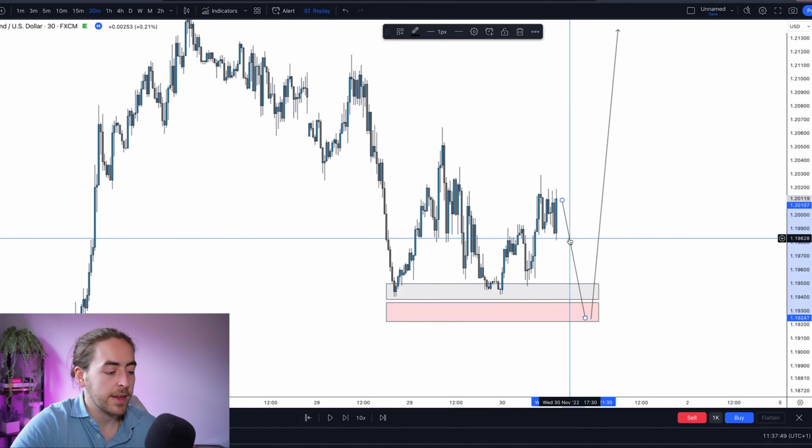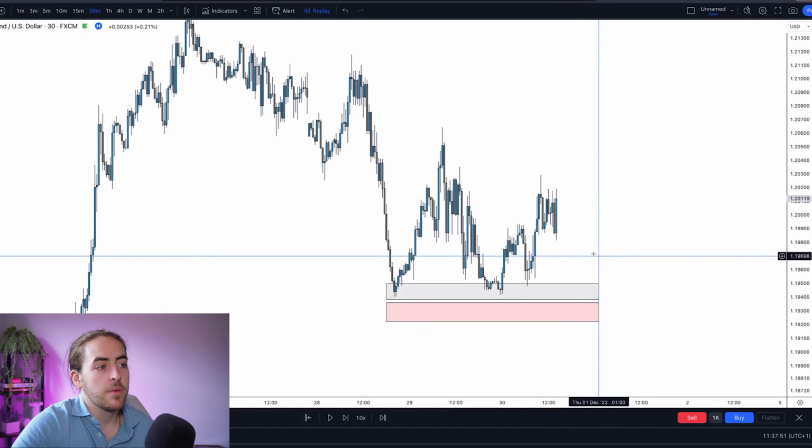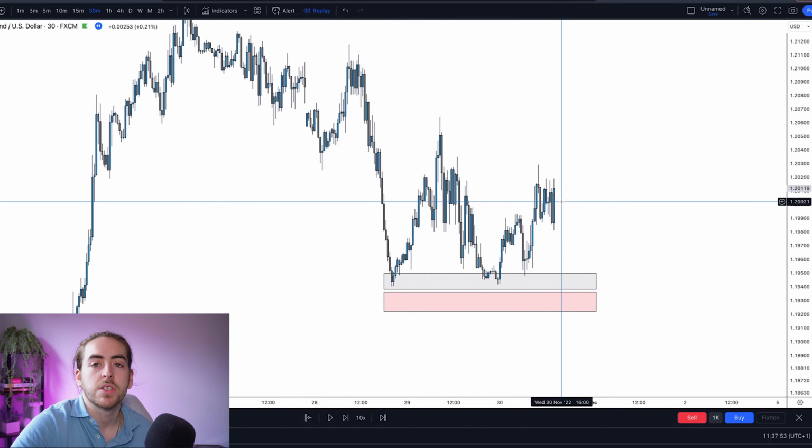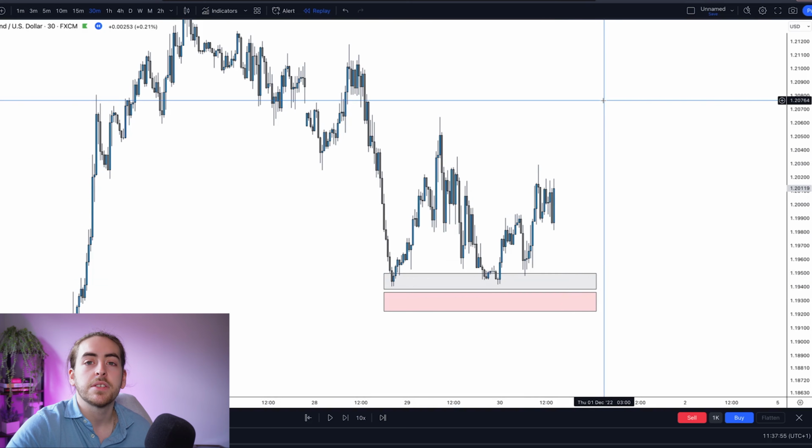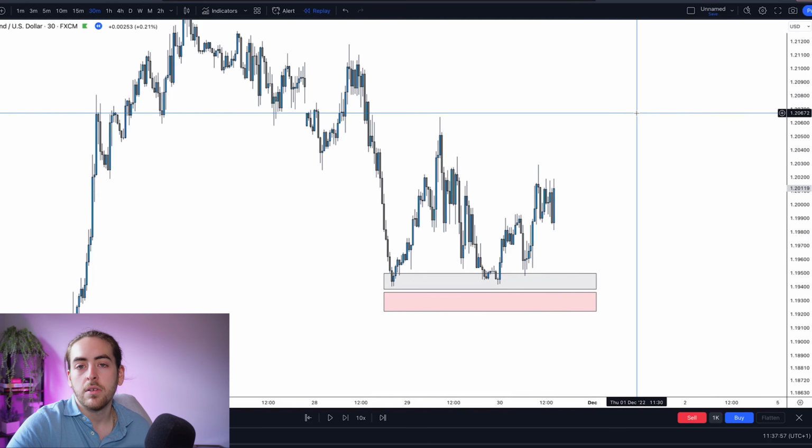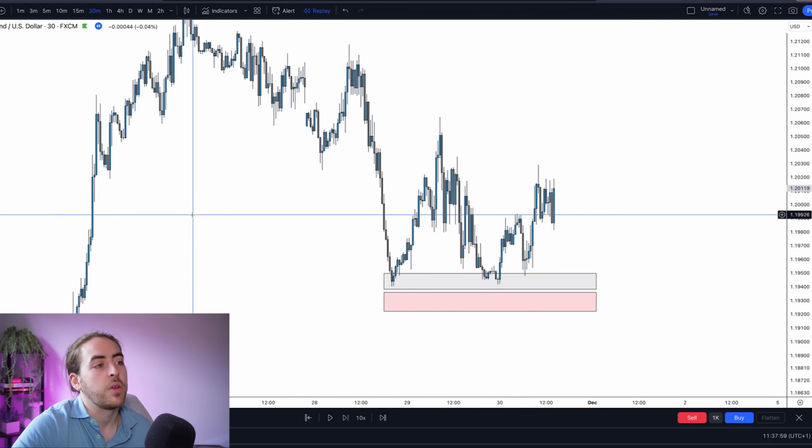So obviously trading this alone is a little bit difficult, but if we compare this concept with something that gives us clear entry points and clear places to buy or sell from, it becomes a lot more simple. And that is what we're going to do with the supply and demand.